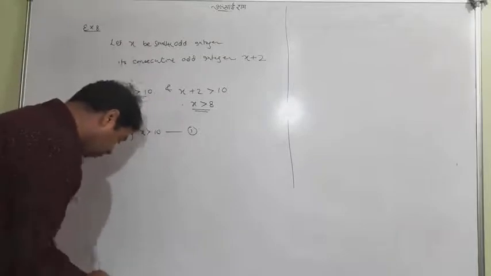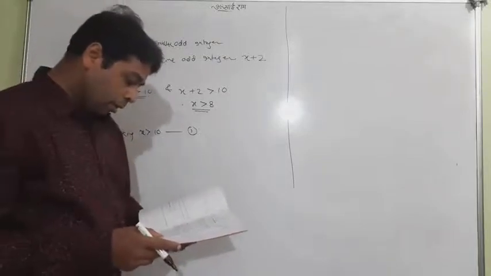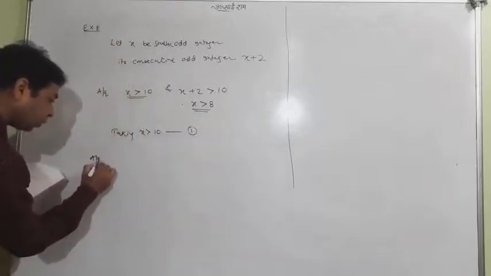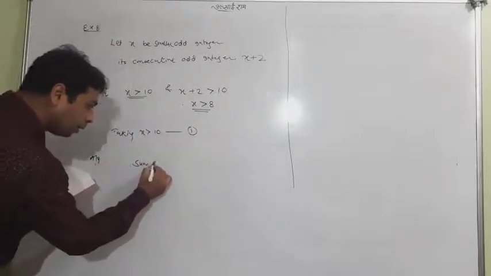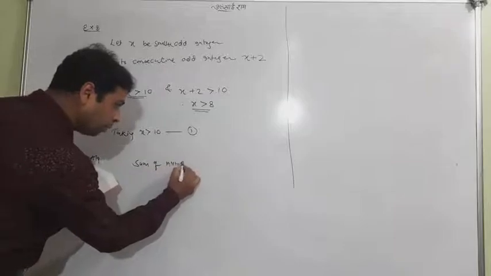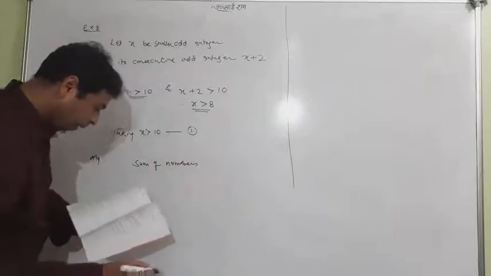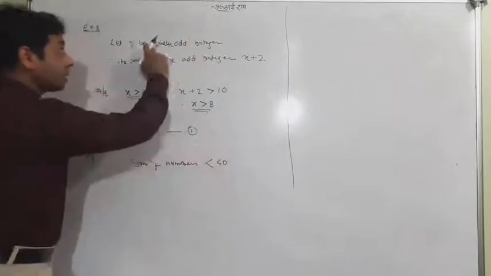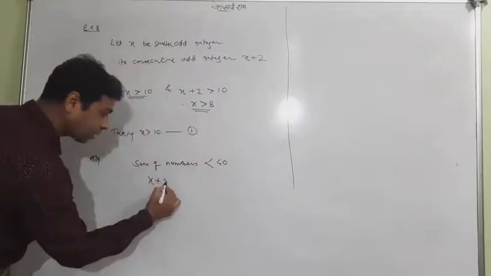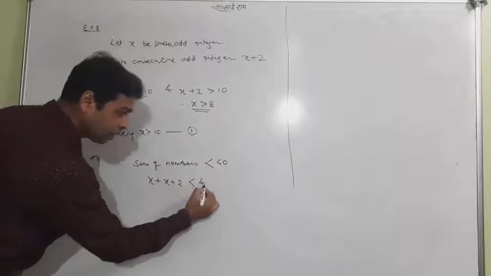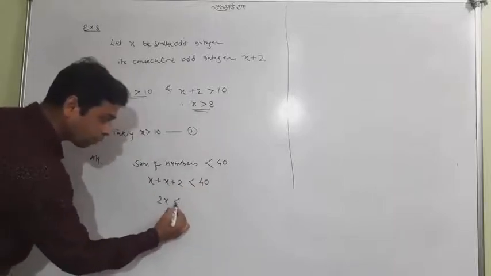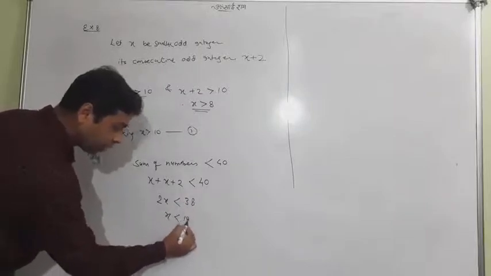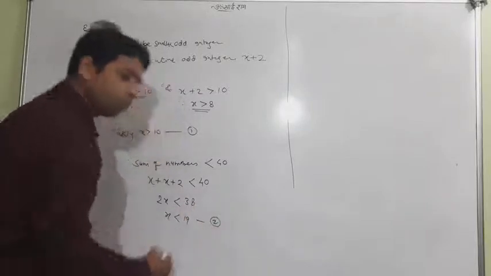And what is the second condition? Look: their sum is less than 40. Again according to the question, the sum of the numbers, first is x and second is x plus 2, is less than 40. x and x make 2x. Transferring 2, 40 minus 2 is 38. So x is less than 19. This is equation number 2.